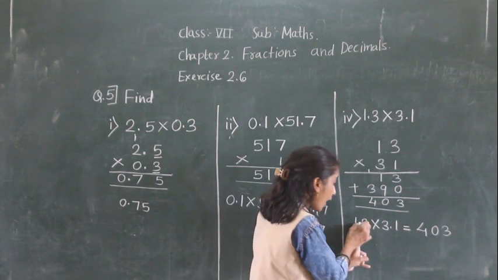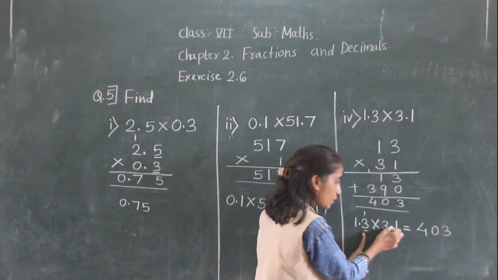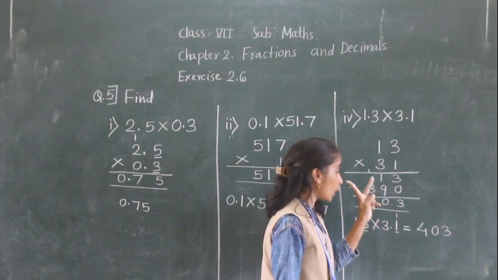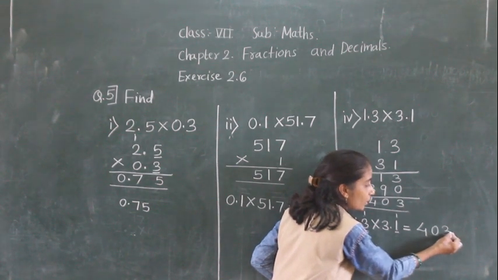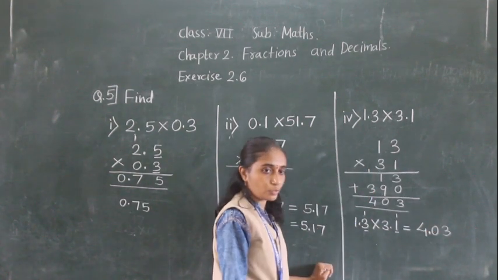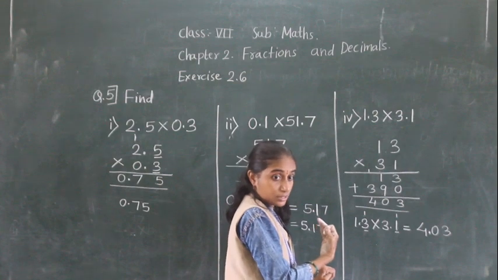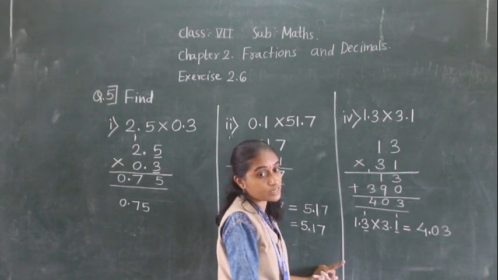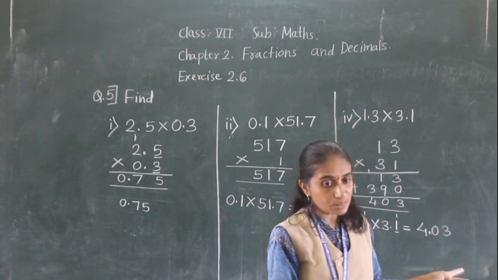Now, see, we have to do this for the multiplication of decimal numbers. After the decimal point here, 1 digit, and after the decimal point here, 1 digit. So how many? 2 digits. We are going to count 2 digits, so give the decimal point before 2 digits. We have to count the digits from right towards left. This is multiplication of a decimal number by a decimal number.